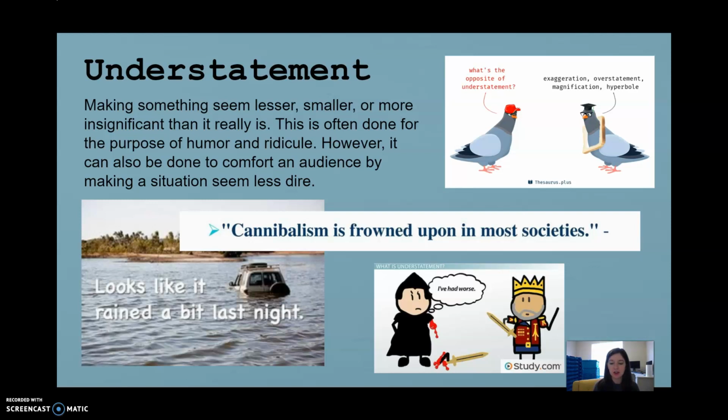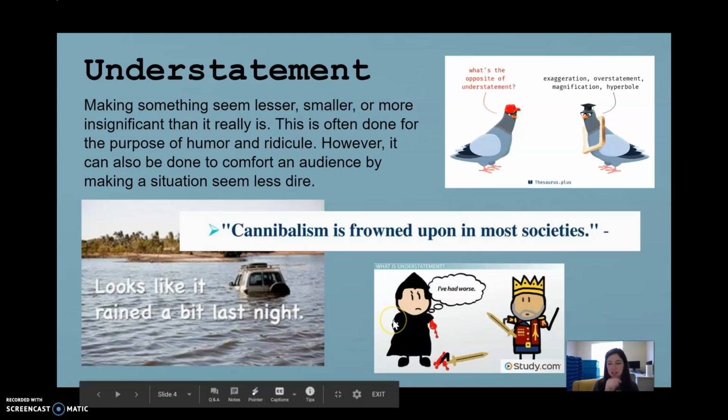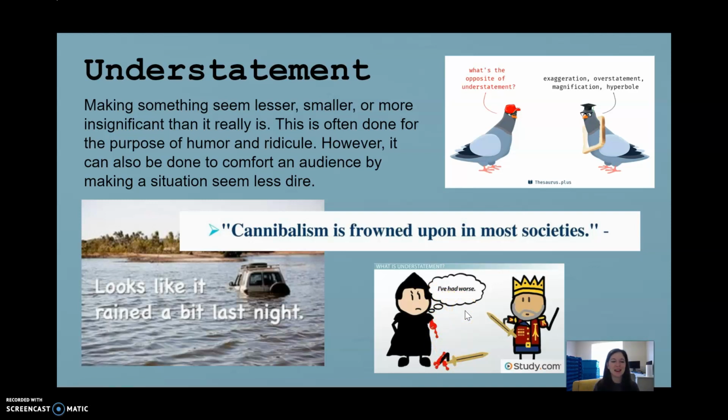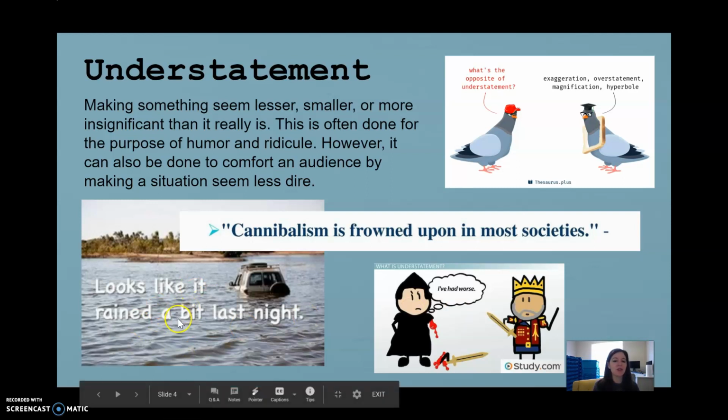It's used satirically. So for instance here, this isn't exactly how it goes down in Monty Python, but it's definitely a reference to it, where this guy's arm's been cut off and he says, "I've had worse, 'tis but a scratch." So it's the idea that creates humor, because that's more than a scratch. He's lost his arm. And so the understatement creates humor. And we see that here: it looks like it rained a bit last night. It's a flood. So that's how understatement's sometimes used.